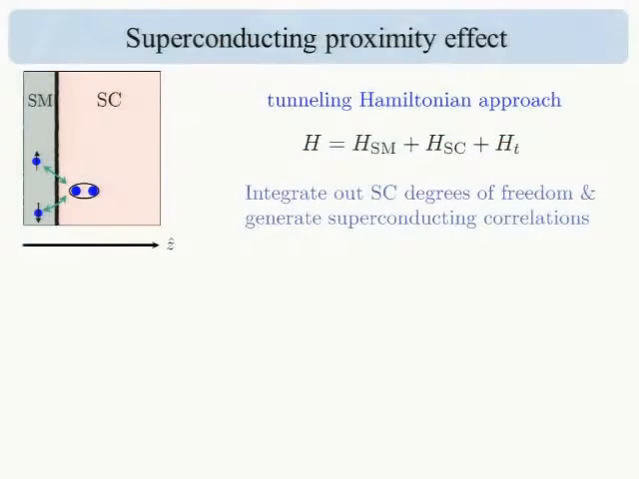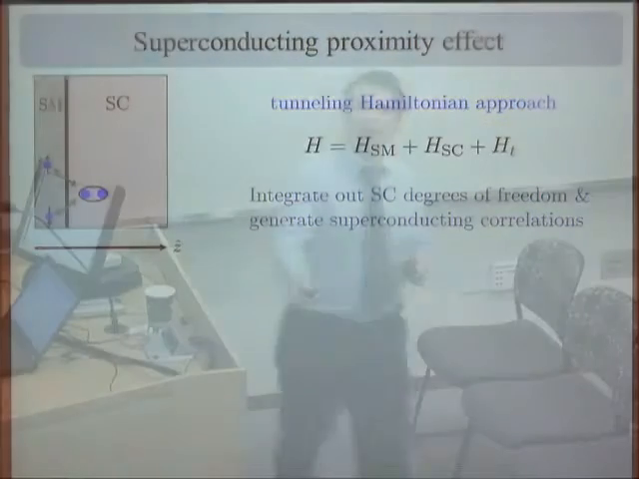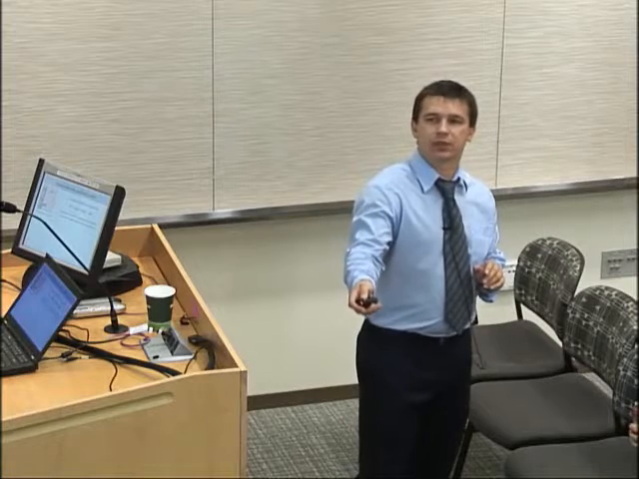The second ingredient that I will need is the proximity effect. So what is the proximity effect? Well, you have a semiconductor and you put it very close to a superconductor. So electrons in the semiconductor will tunnel into the superconductor, and for some short time they will feel these superconducting correlations. So they will inherit these properties from the superconductor. And effectively, it's a way to create a Hamiltonian which doesn't conserve particle number.